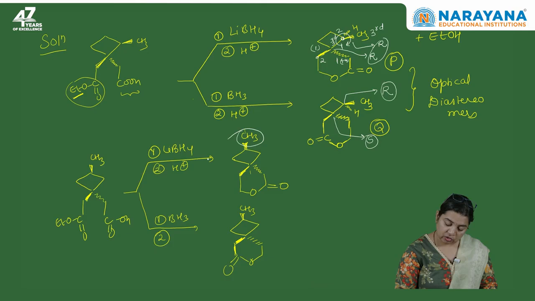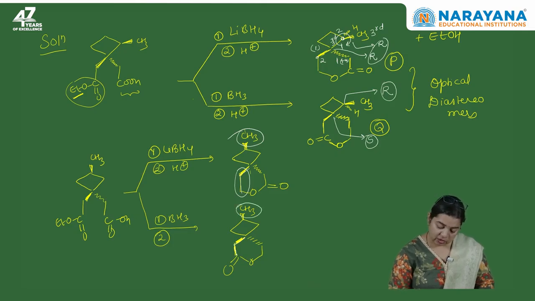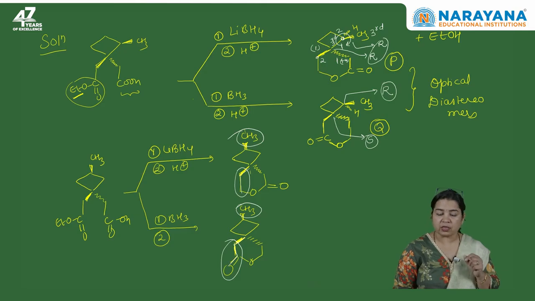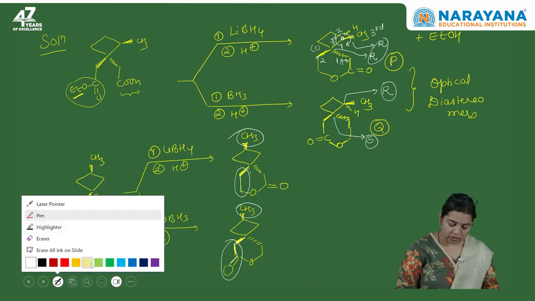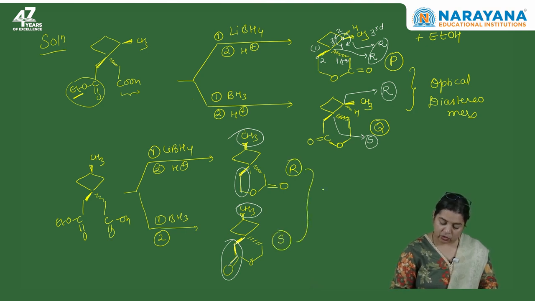See, this CH3 is on wedge, then the arm with CH2 is on wedge. Whereas in the second case, CH3 is on wedge and the CH2 carbonyl arm is on dash. So there is this wedge-dash type of difference, but it is not the difference of optical isomerism. So these two, which are these two? R and S. These were the names. These two are geometrical diastereomers.